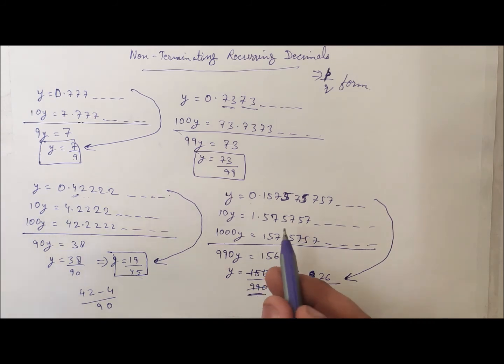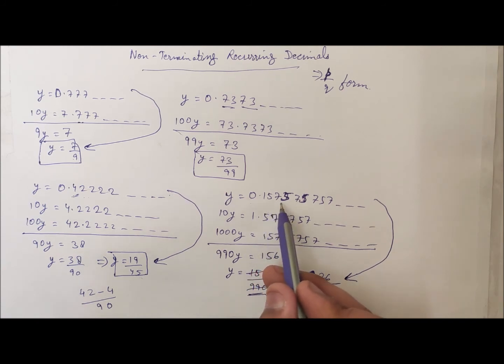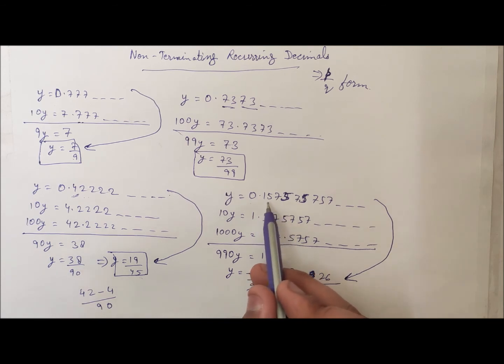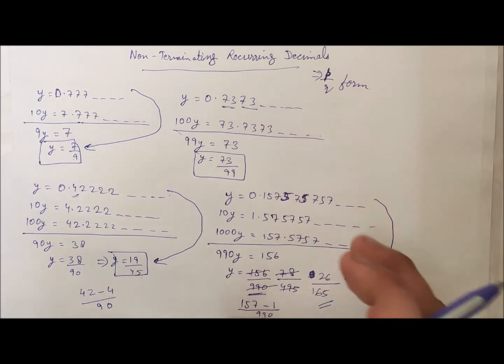How to go about the numerator? The numerator is simply everything till we complete the first cycle, that is 157, minus what needs to be eliminated, 1. So 157 minus 1 upon 990, 156 upon 990. That is how we reach this part. So that is how you deal with such questions.